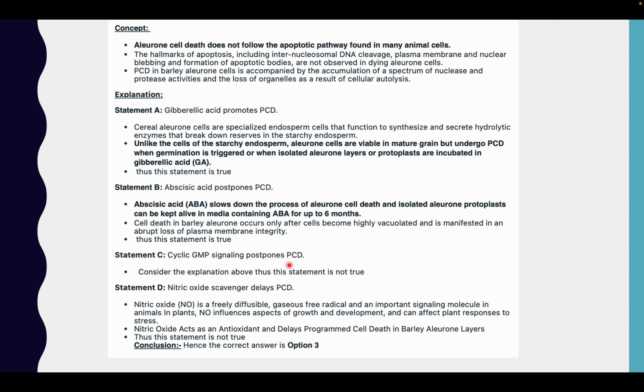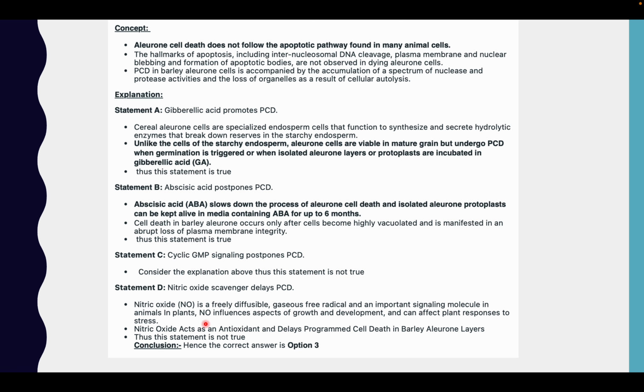Cyclic GMP signaling postpones PCD. That is not correct. And nitric oxide scavenger delays PCD. We know that nitric oxide is a freely diffusible gaseous free radical and an important signaling molecule in plants and animals. In plants, NO influences aspects of growth and development and can affect plant responses to stress. So nitric oxide acts as an antioxidant and it delays PCD in barley aleurone layers.